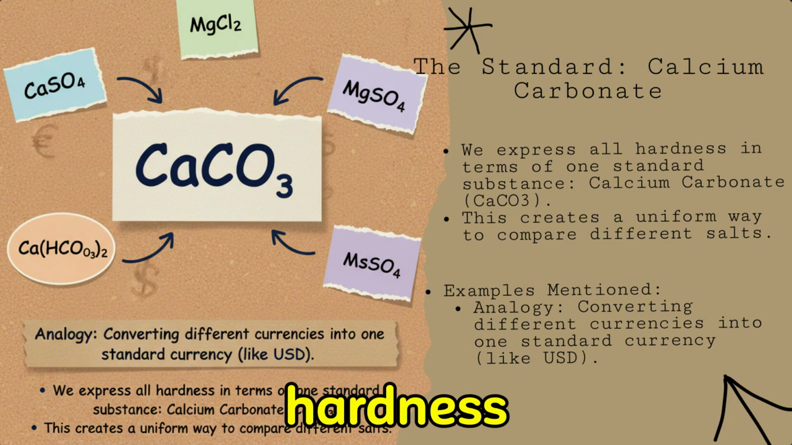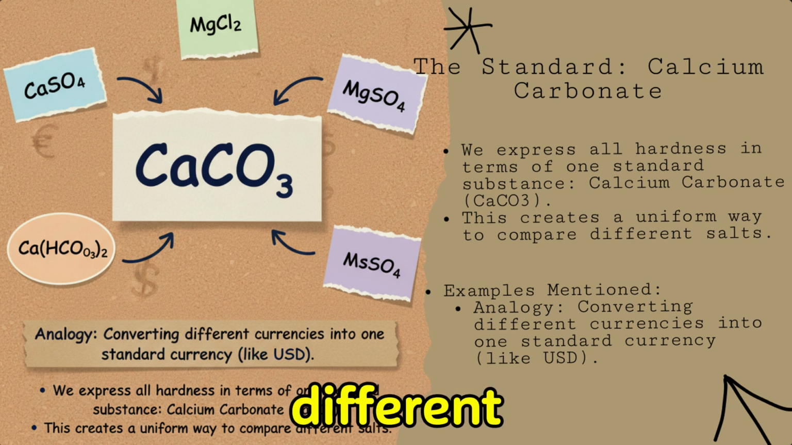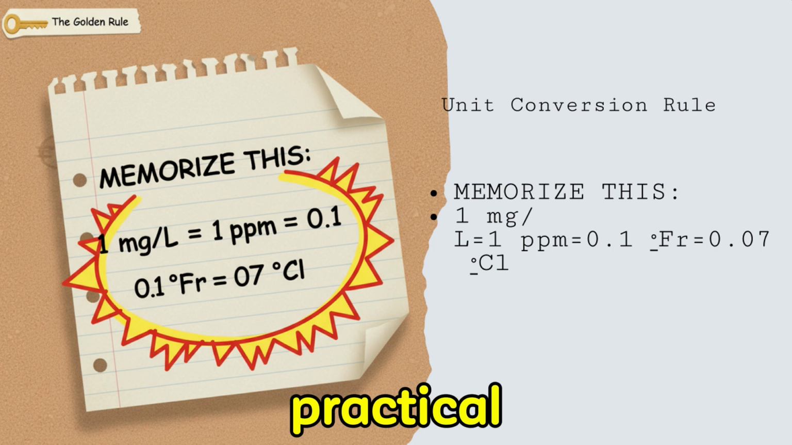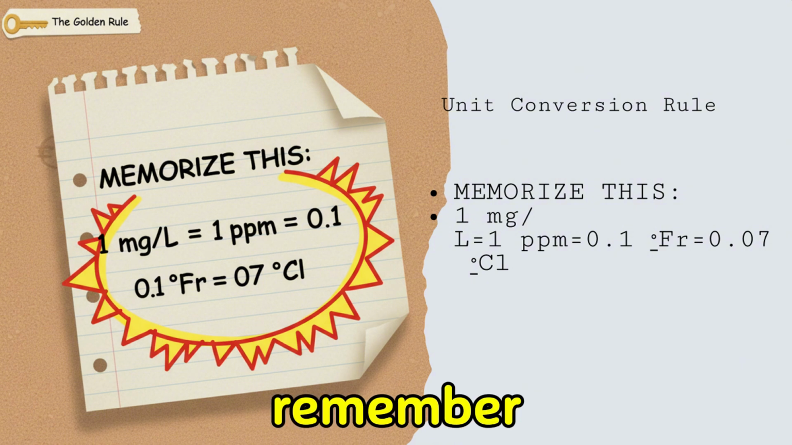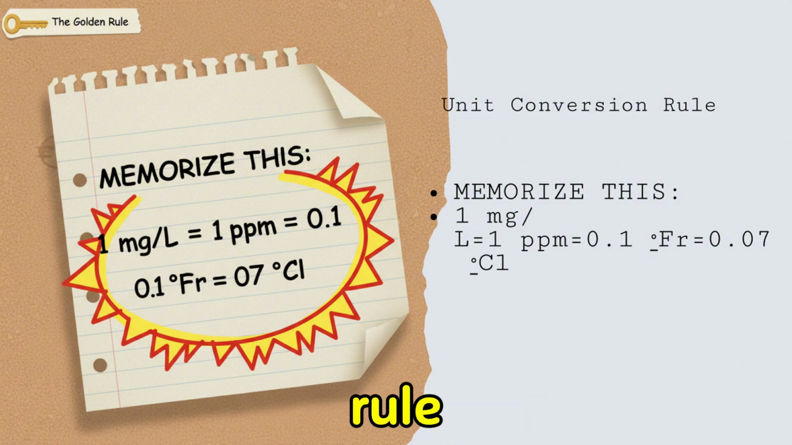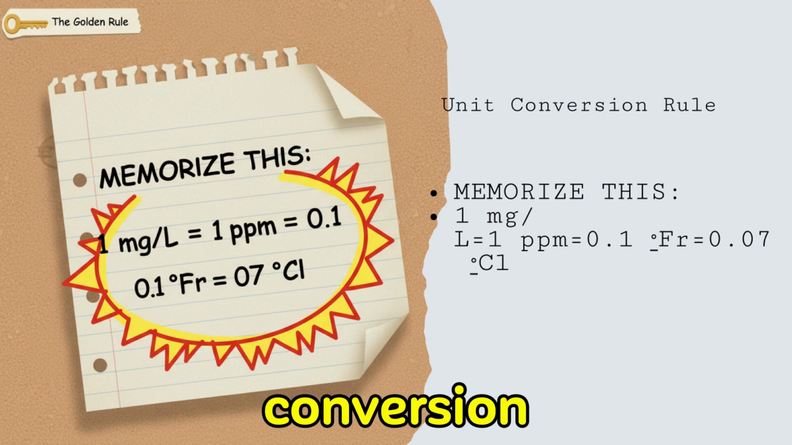We express the hardness as if it was all caused by calcium carbonate. This gives us a simple, uniform way to compare the effects of different salts. For all practical purposes in your exams, you can assume that 1 milligram per liter is exactly the same as 1 part per million. The only thing you really need to remember is the conversion rule. Memorize this. It's all you need for most unit conversion problems.